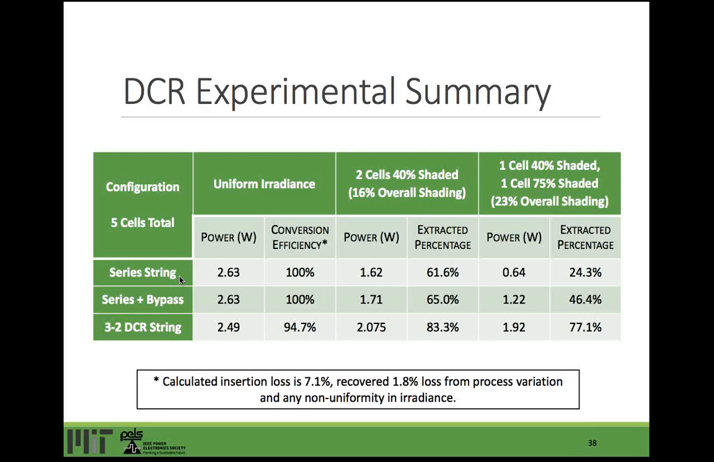Next, with the two shading conditions, we have 16% and 23% overall shading respectively. And if we look at the extracted percentage, it is shown to track 1 minus the shaded percentage very closely. So we have 83.3% and 77.1% respectively. Essentially this implies that what you shade is what you lose, which means that the string is effectively behaving like a single big solar cell, or what we call the supercell.